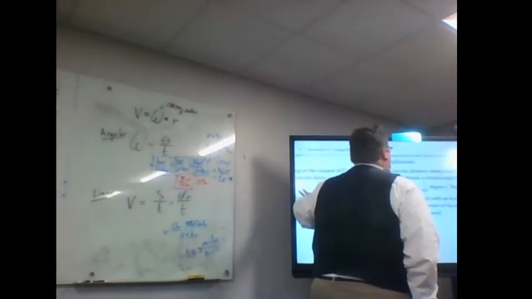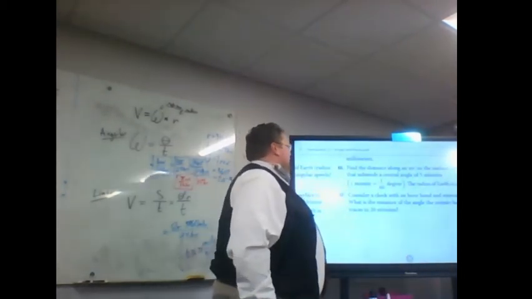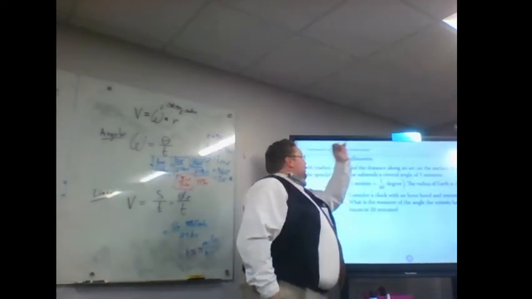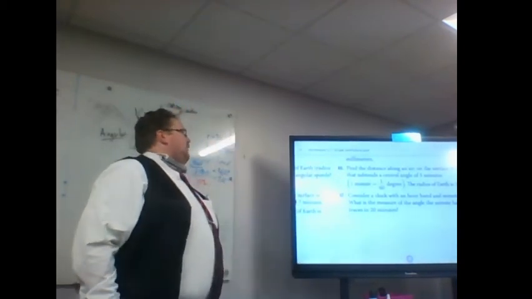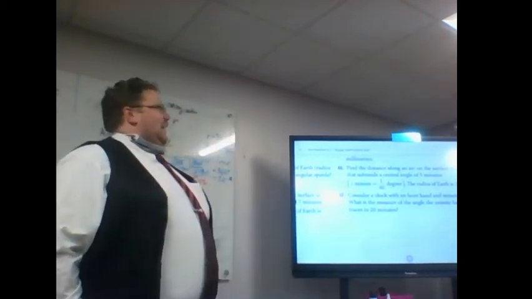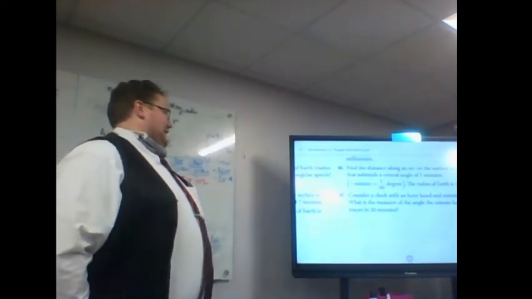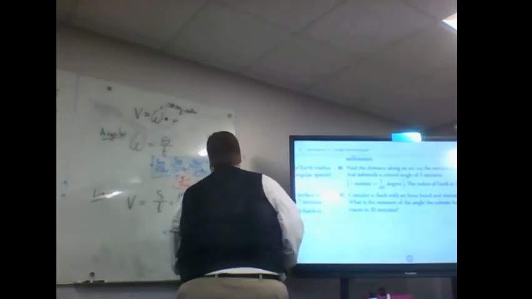Okay. 65 and 66 are very similar, so we're going to go ahead and do at least 65, and if we need to, we can do 66 as well, but I want to make sure to get to 67. So 65. Find the distance along an arc on the surface of the Earth that subtends a central angle of 5 minutes, with 1 minute equal to 1/60th of a degree. The radius of Earth is, again, 3,960 miles.